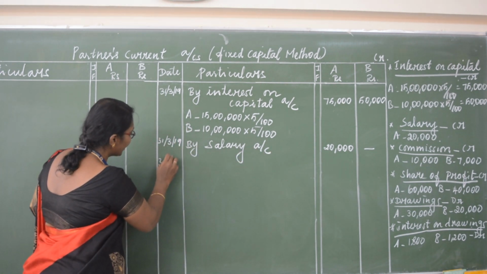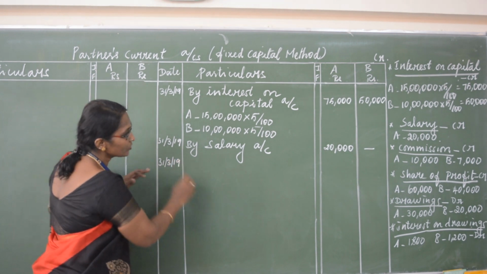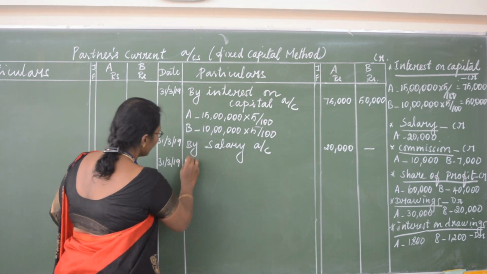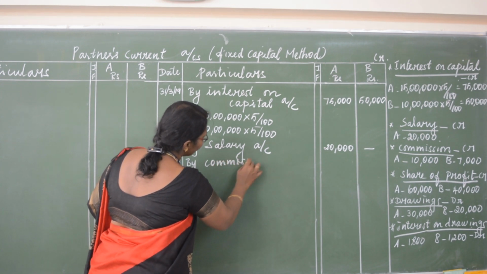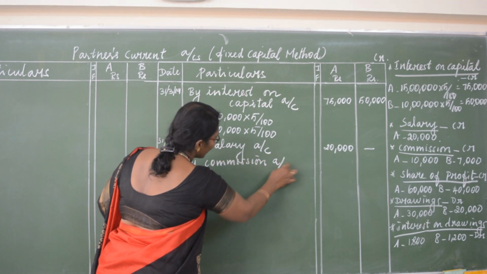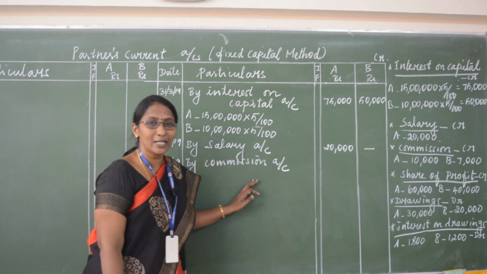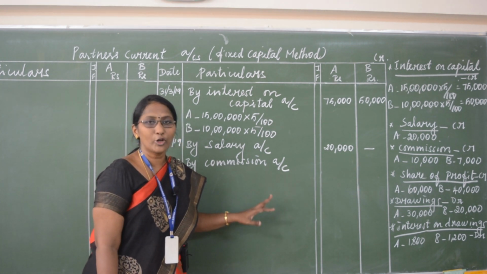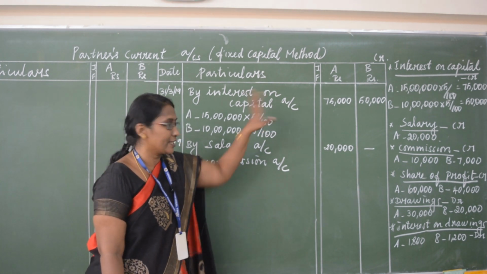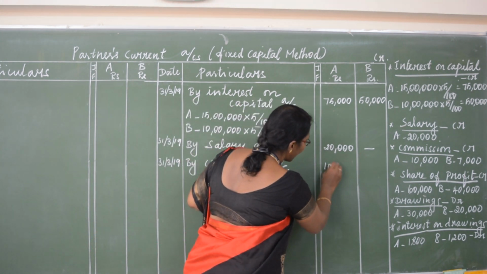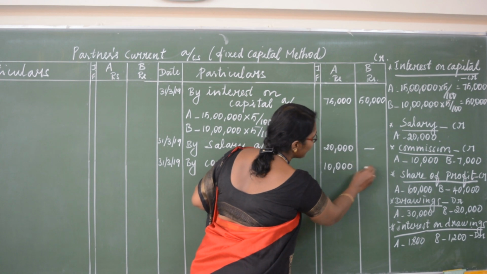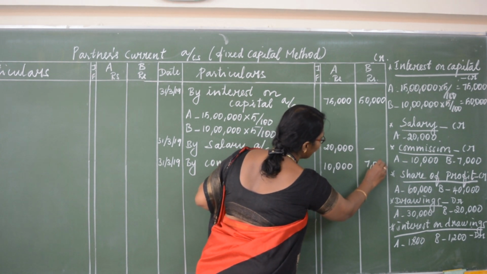And next one is commission. So by commission account. Commission is also an income to the partners. We have to write this commission in credit side. How much commission is mentioned there? 10,000 for A, 7,000 for B.